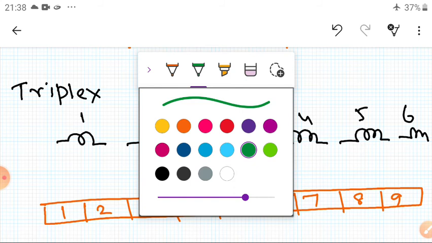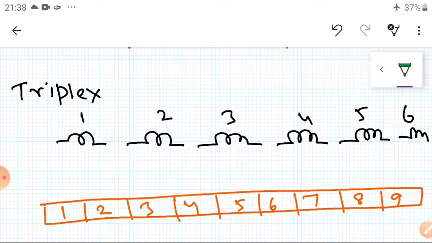So first, one coil, so one is connected here. Next it is connected to the fourth coil. So 4 slots I am going to connect it, and here, next is connected to the... three is connected to 7.